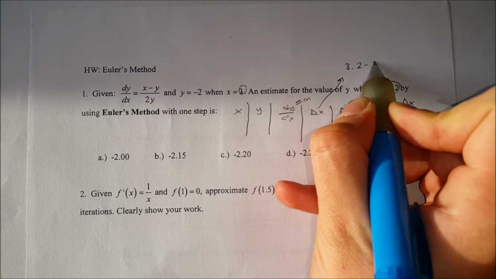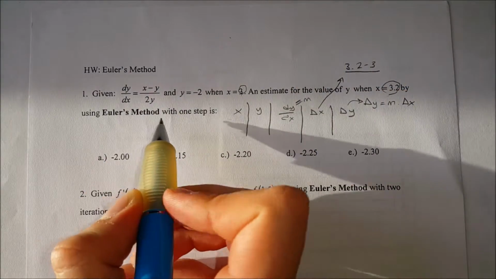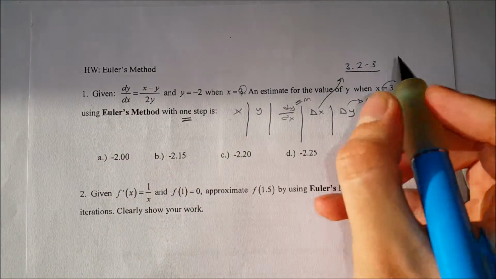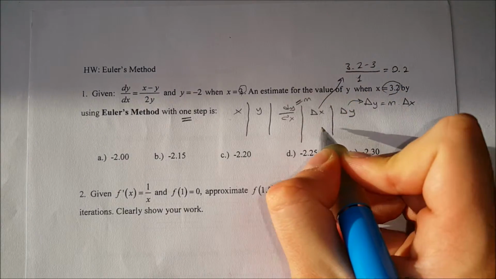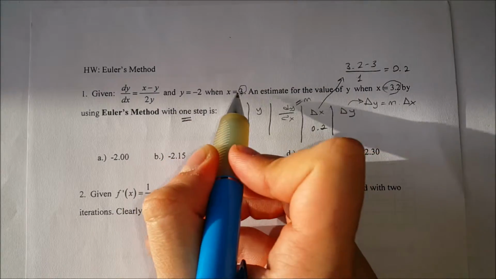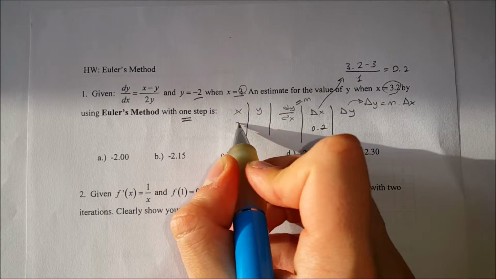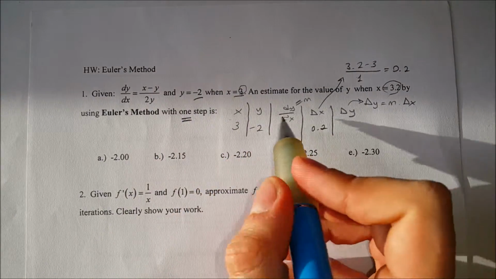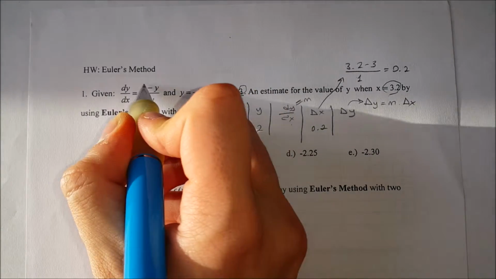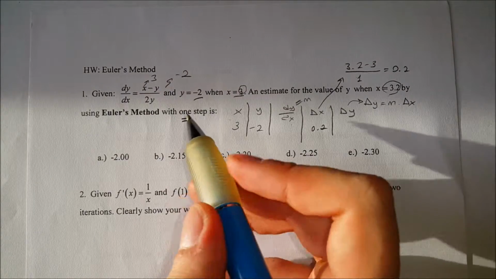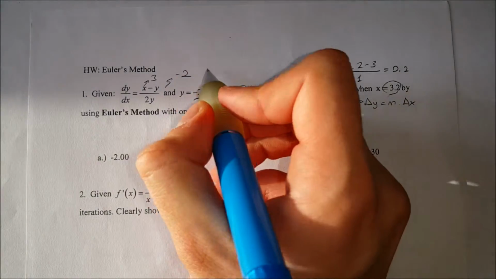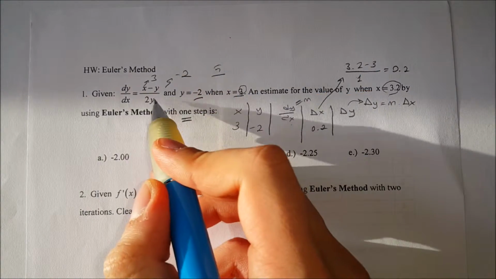So in this case it is 3.2 minus 3. So we should do this in one step. So our delta x will be 0.2. Our x and y values are given, 3 and negative 2, and then we can find dy over dx by the given equation, which gives us negative 5 over 4. Negative 5 over 4 is, in other terms, negative 1.25.